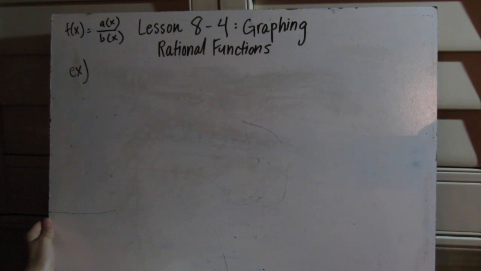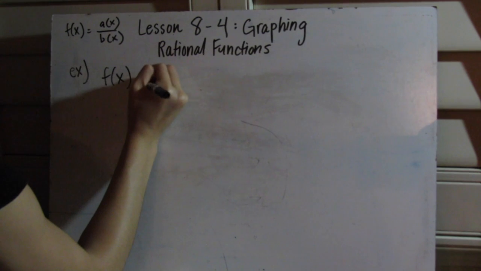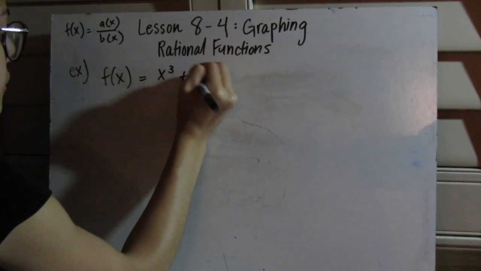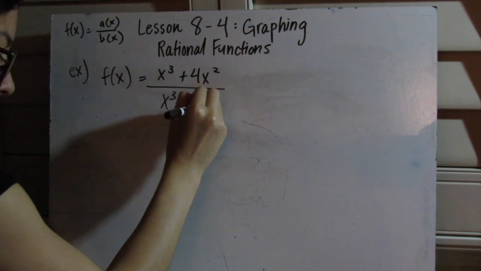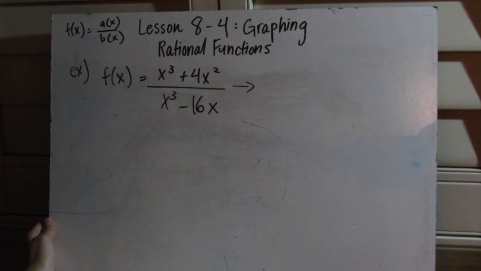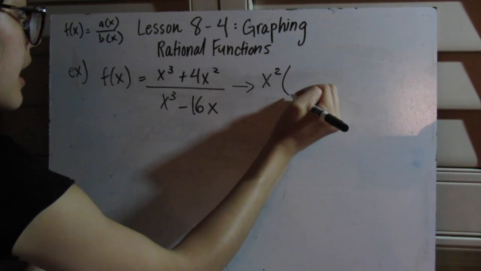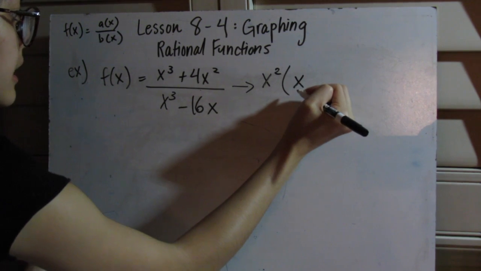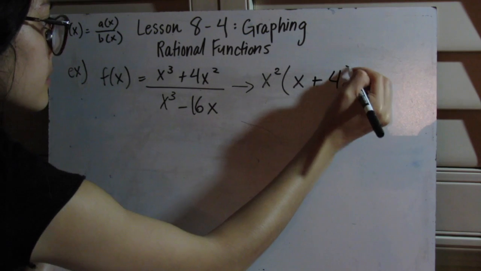Okay, so the example that we're going to try is f of x is equal to x cubed plus 4x squared over x cubed minus 16x. The first thing you're going to do is simplify it. So I know right away I can take out an x squared from the top, and it leaves me with x on the inside of the parentheses and a 4.